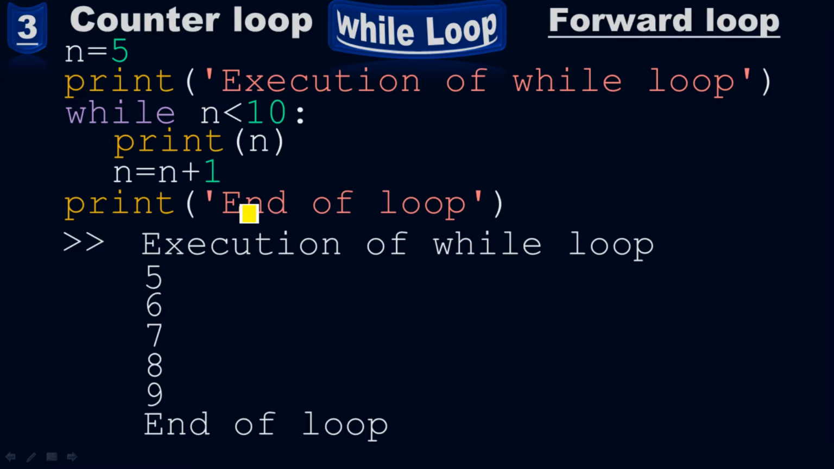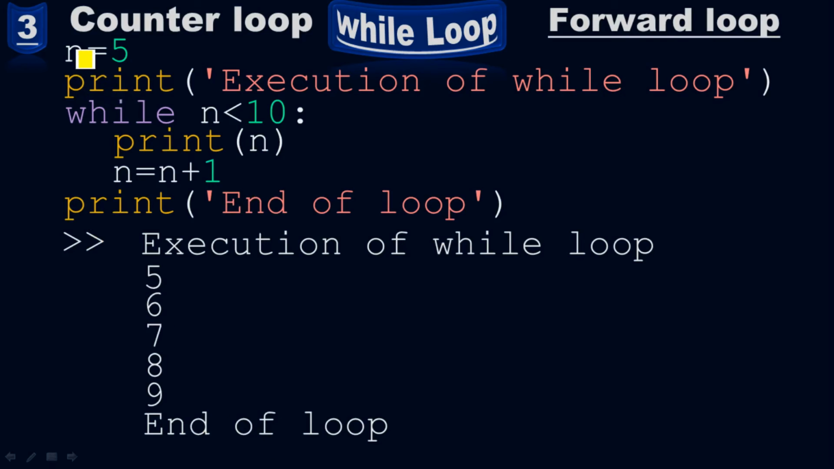And also one last message, which is end of loop. It is because of this print function. Look, what we did here, we just did a simple modification. I have just added one print function after n equals 5 and one print function at the end, which is end of loop. Nothing difficult. The rest of the part is exactly the same as what we did in example number 1 and example number 2. This print function and this print function don't affect the while loop process. So the title line, execution of while loop, is because of this print function, and the last line, which is end of loop, is because of this print function.